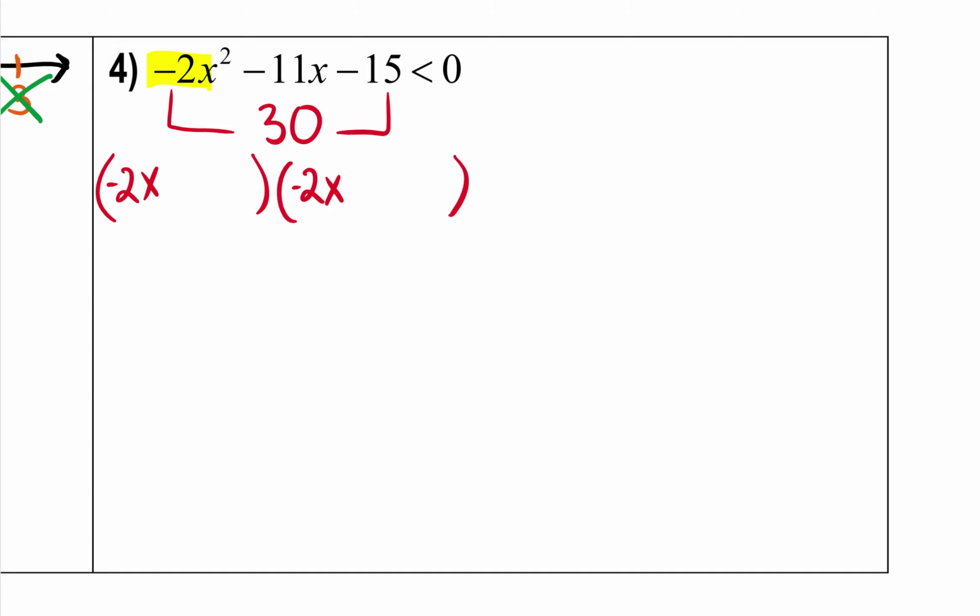And I want two numbers that multiply to 30 and add to -11. Of course, those numbers would be -6 and -5. Now, here's the only thing that is a little tricky on this one, only because I have a negative in the front. When you have a negative in the front, only one of these parentheses can have a negative number.